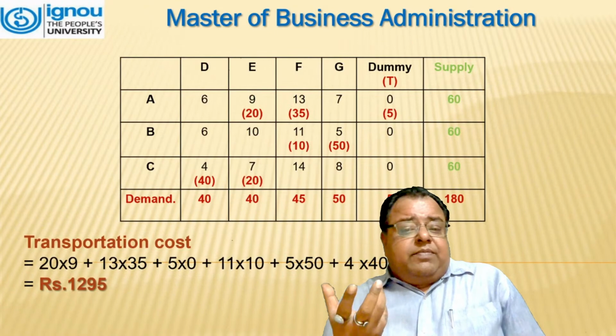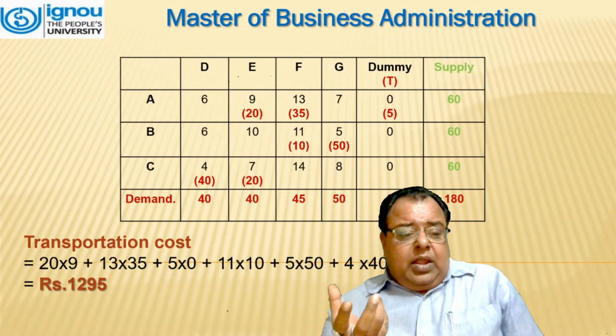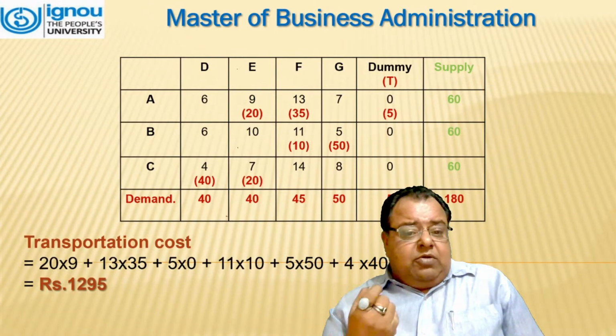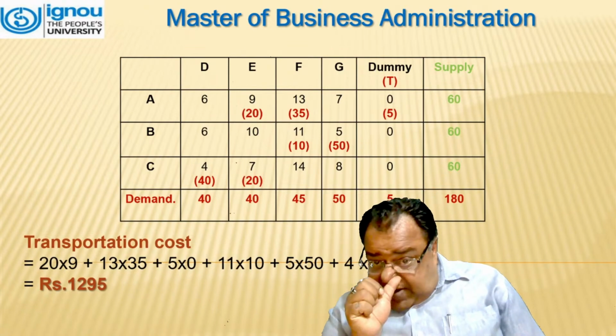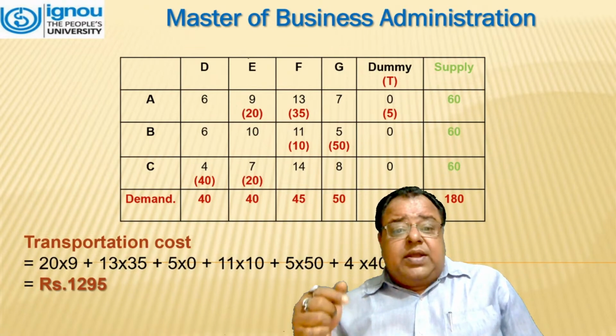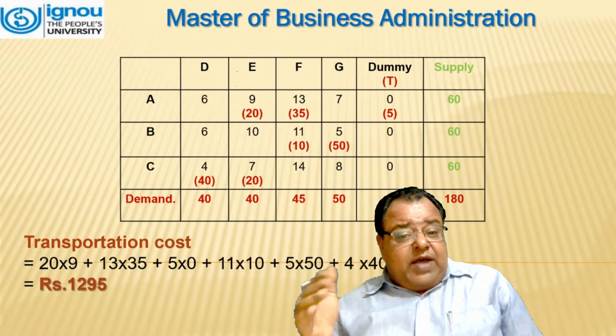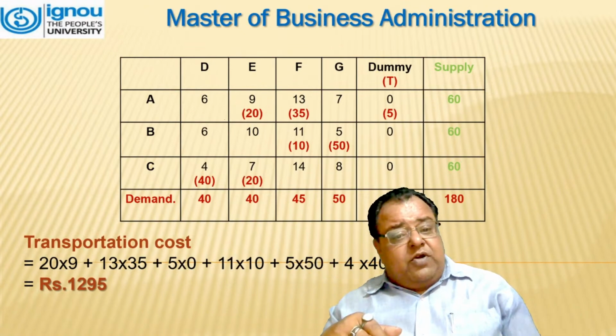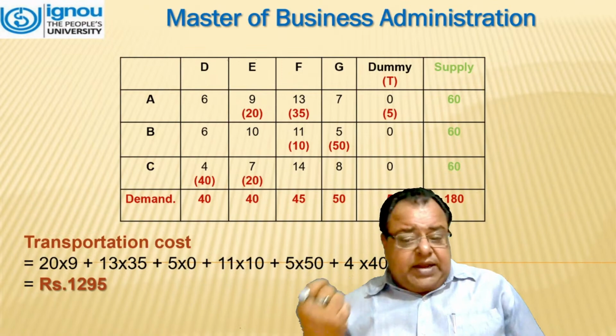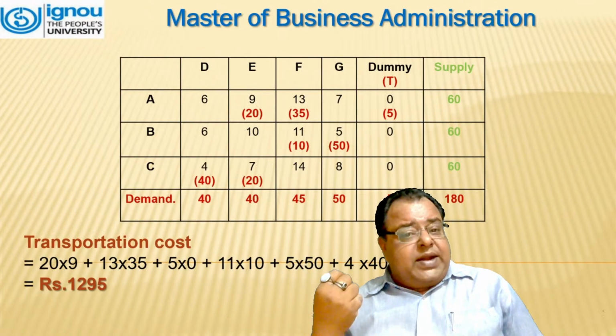Proceeding further, in that case, we are going to get 9 into 20 plus 13 into 35 plus 0 into 5 plus 11 into 10 plus 5 into 50 plus 4 into 40 and 7 into 20. We get a value of 1295.